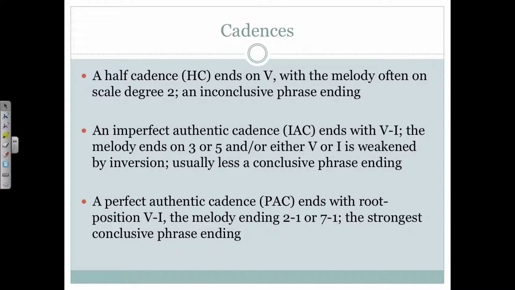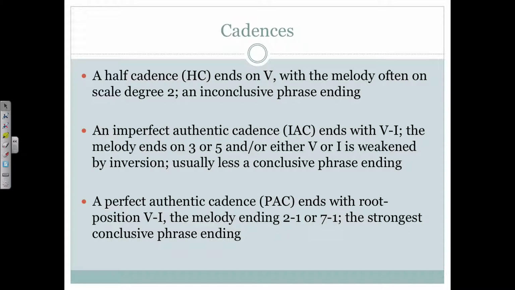So the three cadences that we'll look at right now, the half cadence, which ends on the 5 chord, with the melody often ending on scale degree 2. This is obviously an inconclusive phrase ending because it doesn't end on the tonic. But we can still call it a cadence because it still has that moment of repose, and we can certainly hear that. It's a half cadence. We call it the half cadence because it's not quite all the way there. It's only half the way finished. We would need the tonic chord to finish that cadence.